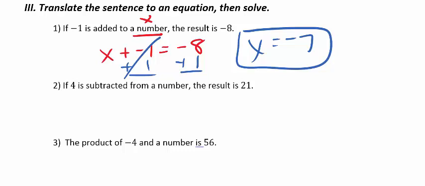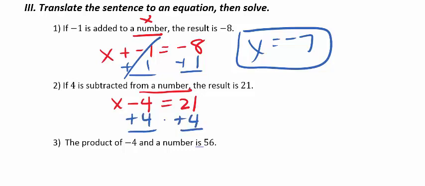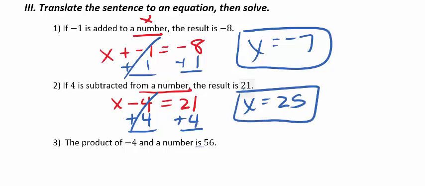In number 2, if 4 is subtracted from a number, again, a number is my x. 4 is subtracted from that number, so we need to have the x first. And then we take 4 away. The result is 21, so that means it's going to equal 21. To solve for x, we're going to have to add 4 to both sides to get x alone, and then 21 plus 4 is going to be 25. So x equals 25.